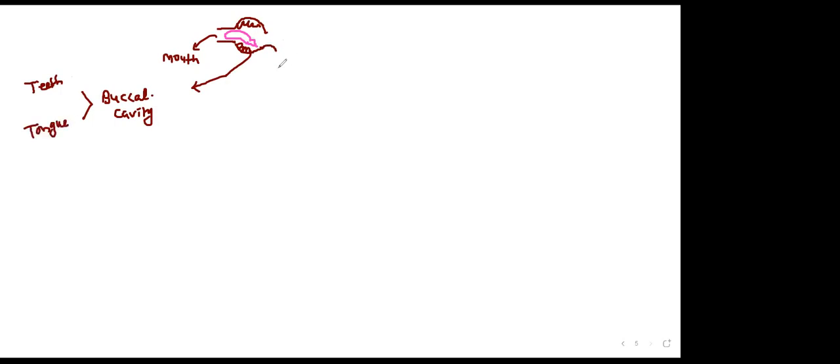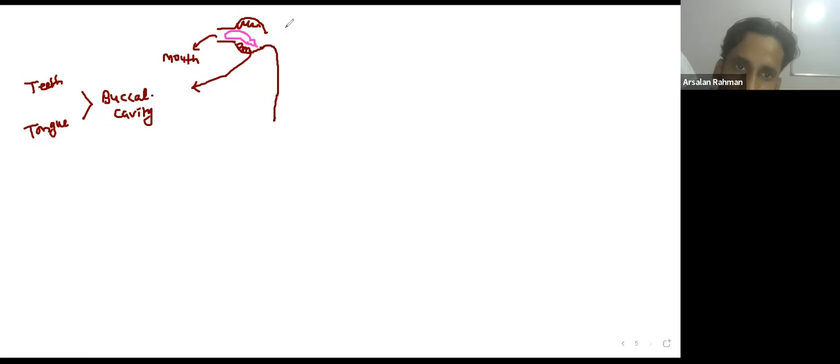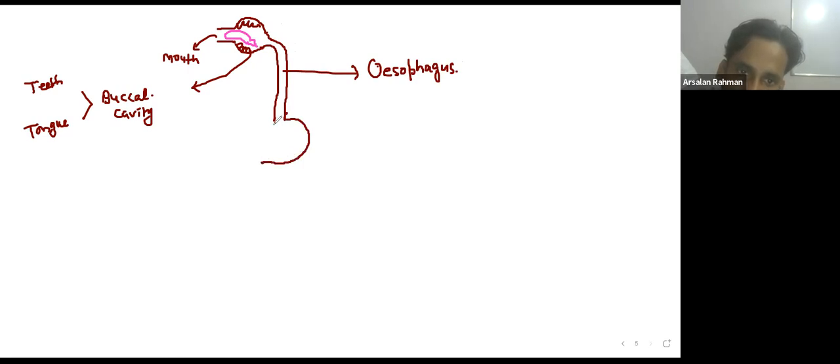Then it will enter into a long pipe-like structure, a long tube. This long tube is called what, beta? Esophagus. O is silent here. Esophagus. Then food will enter into this J-shaped structure. This is called stomach.